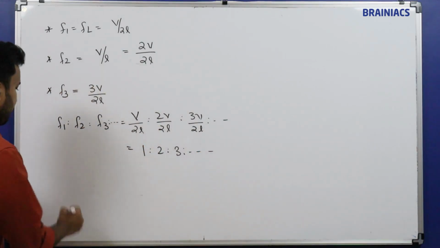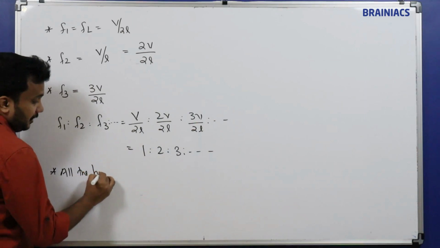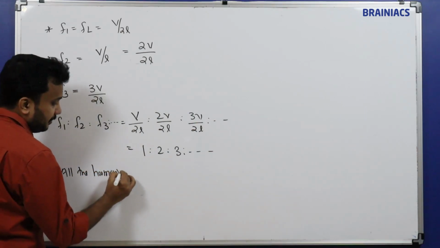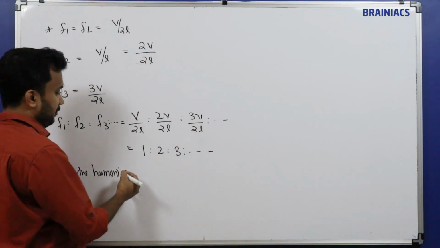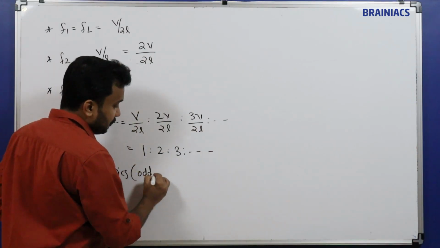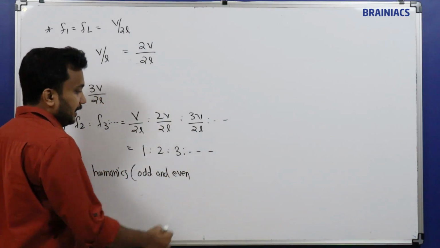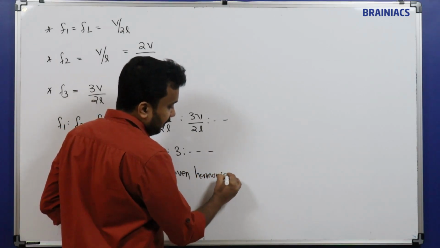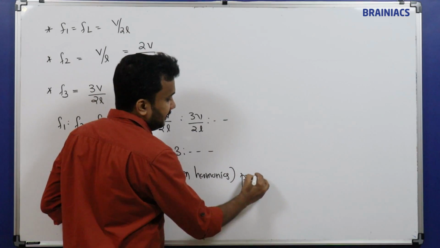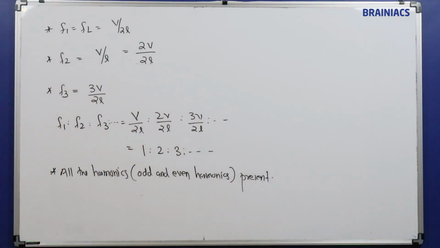So all the harmonics, important point, means odd and even numbers are present, right? In this 1 is to 2 is to 3, odd numbers will be there, even numbers will be there. So all the harmonics, which means odd and even harmonics, are present.